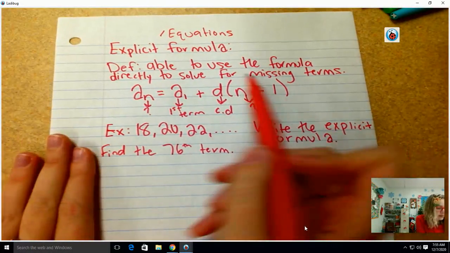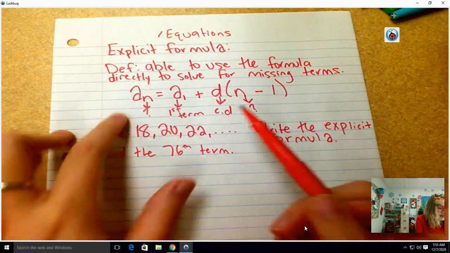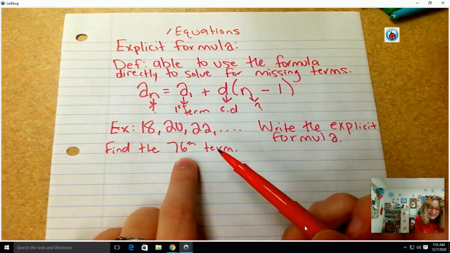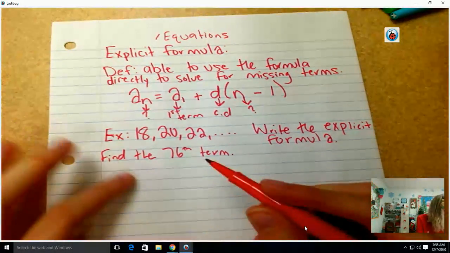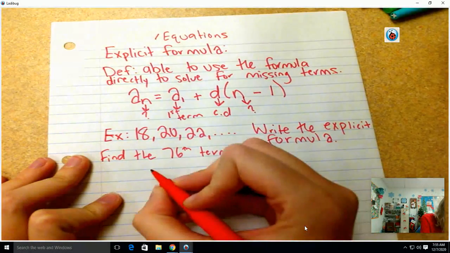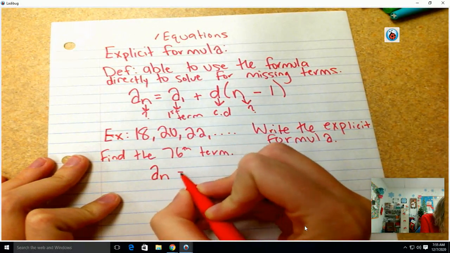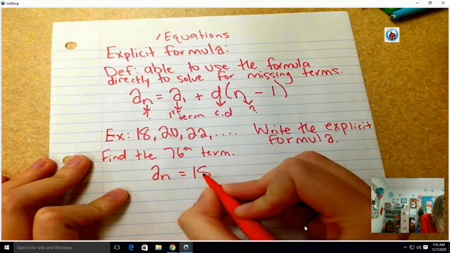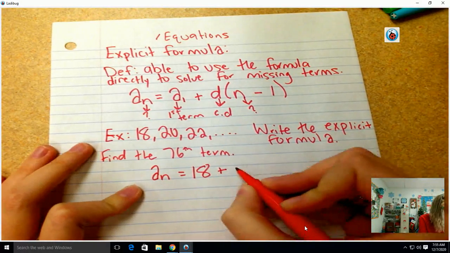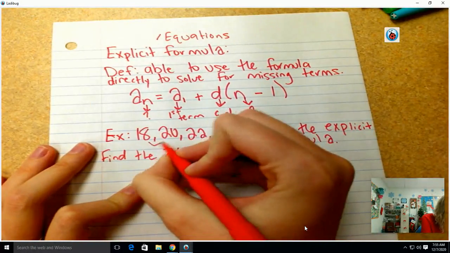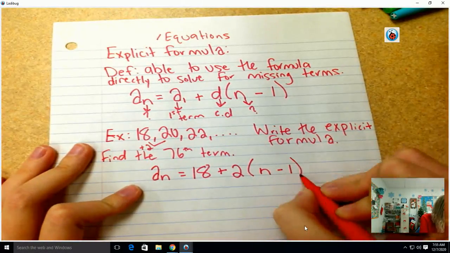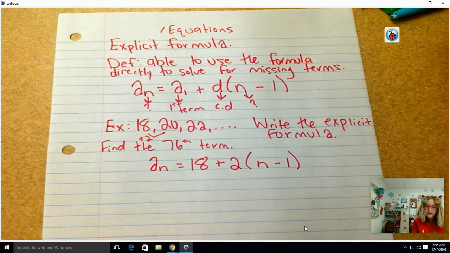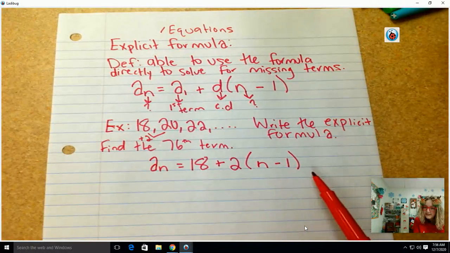So I'm going to go ahead and plug stuff in here. Let's write the generic equation first, and then we'll test it to see if we actually found the 76th term. So I'm going to have a_n equals my first term, 18, plus my common difference, which we already said was 2, times (n minus 1). Okay, so you could leave your formula like this.